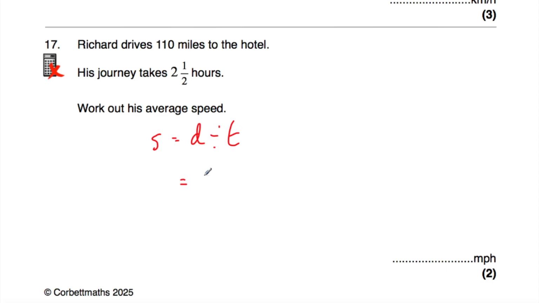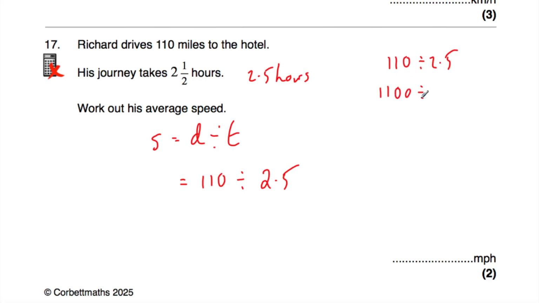So if we take the distance, which is 110, and we divide that by the time taken, which in this case would be 2.5 hours, just changing the fraction to a decimal. If we do 110 divided by 2.5, that'll tell us the average speed. Okay, now we just need to do 110 divided by 2.5. That's a non-calculator question, so we need to do this without a calculator. If it was a calculator question, you could just do 110 divided by 2.5 and get the answer. Here, what I'm going to do is, rather than doing 110 divided by 2.5, I'm going to times both these numbers by 10. And that would give me 1,100 divided by 25.